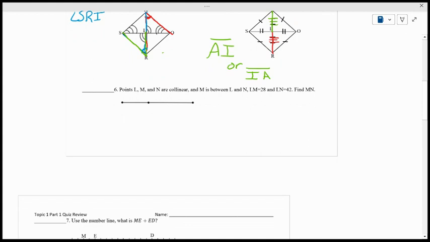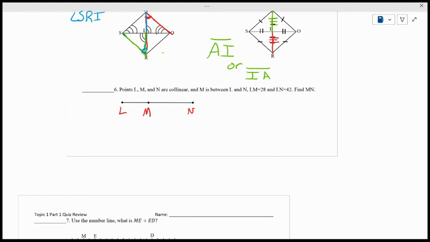Number 6. Points L, M, N are collinear. Okay, so they already gave us a straight line. M is between L and N. So M should be this one in between, and L and N are on the sides. You could have put N here and then L there. Doesn't really matter.